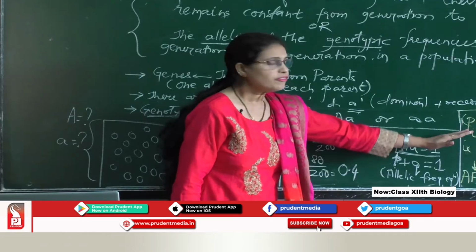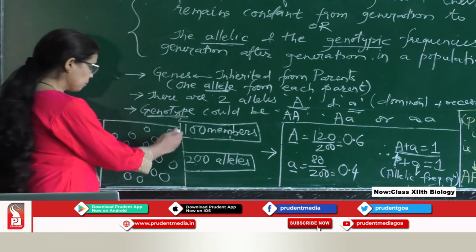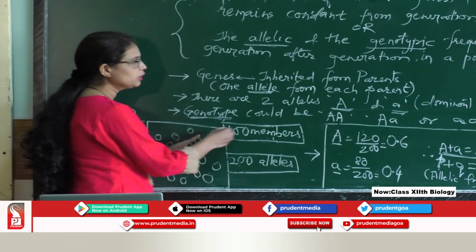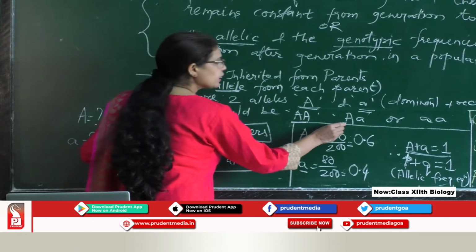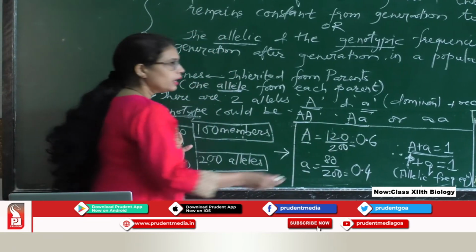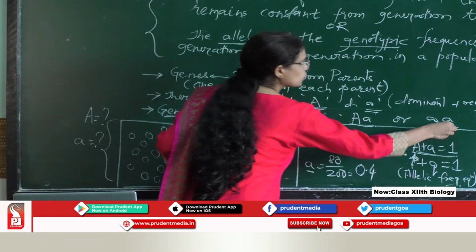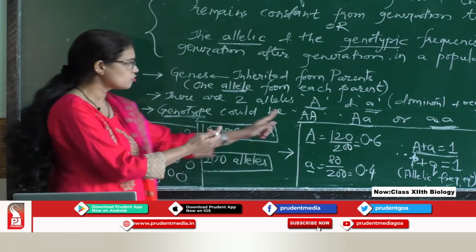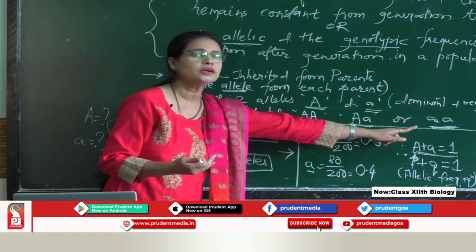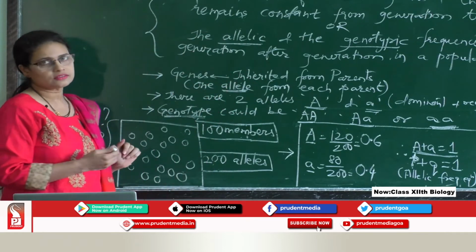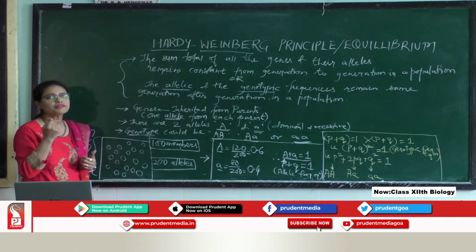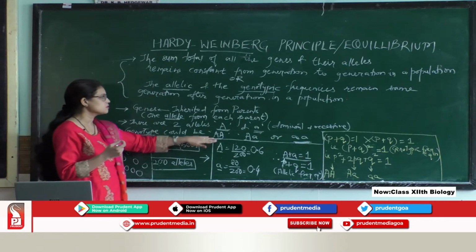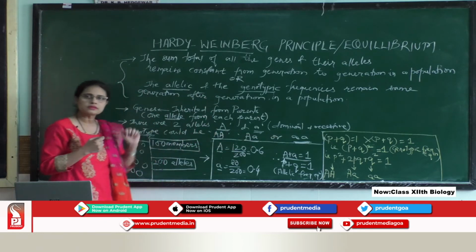Now, if I want to know in this population how many of them are having this genotype, how many are having this genotype, and how many are having this genotype? Homozygous dominant, heterozygous dominant, and homozygous recessive. That means now I'm trying to find out what? Genotypic frequency. How frequent is this? How frequent is this? And how frequent is this?